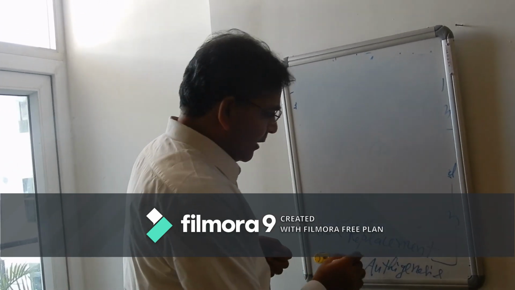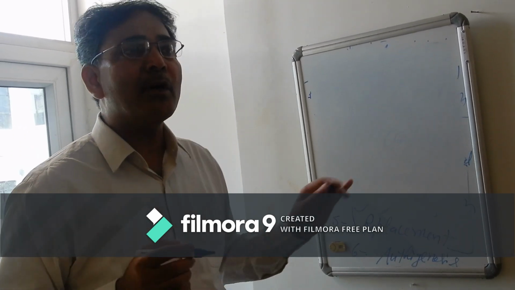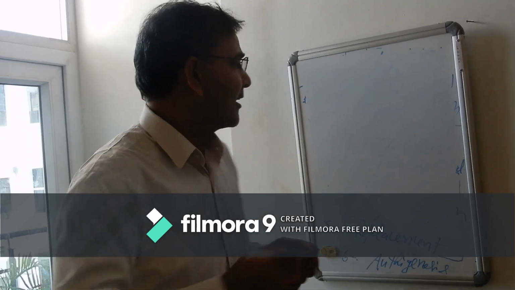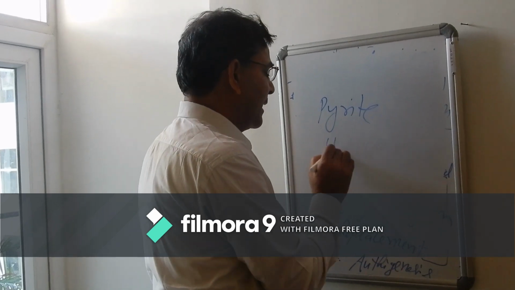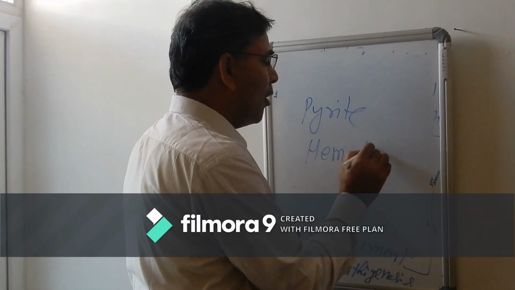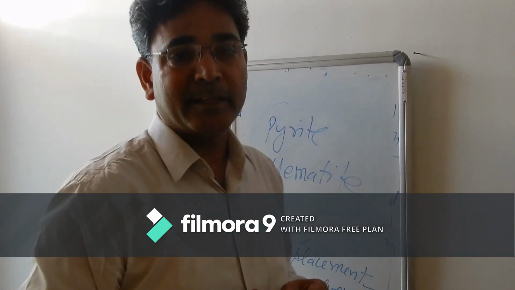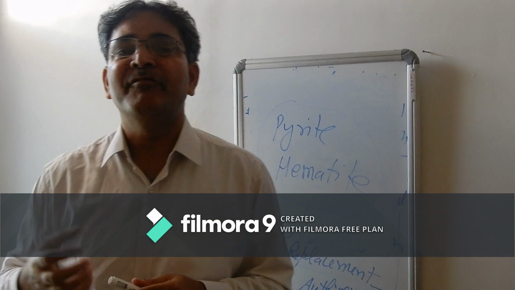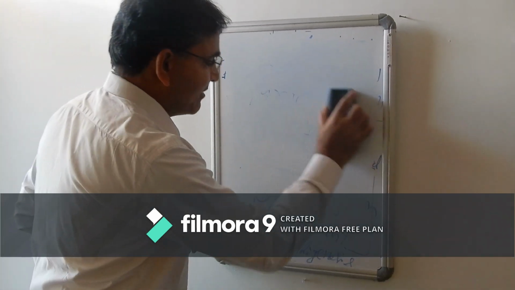Then the next process is authigenesis. In the process of authigenesis, a new mineral is formed. For example, pyrite is formed. For example, hematite is formed. So all these new minerals are formed in the process of authigenesis. So these are various processes of lithification and diagenesis.